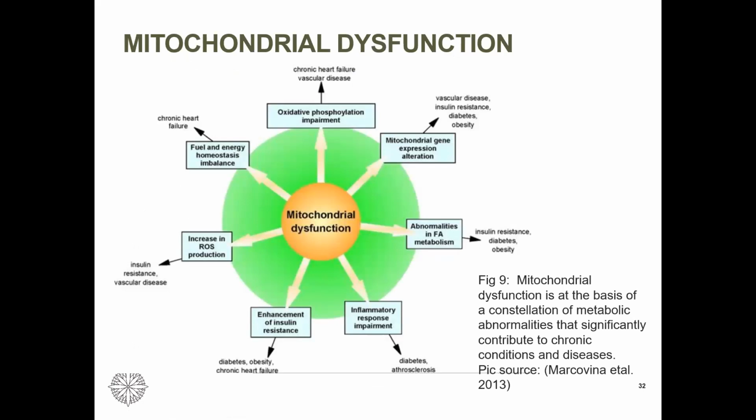Now this figure is again reiterating that mitochondrial dysfunction is the basis of a constellation of metabolic abnormalities, ranging from insulin resistance to diabetes, abnormalities in fatty acid metabolism. Even if you're looking simply at the pathway, you won't see that, but once you realize that a part of that pathway is happening in the mitochondria, it makes sense.